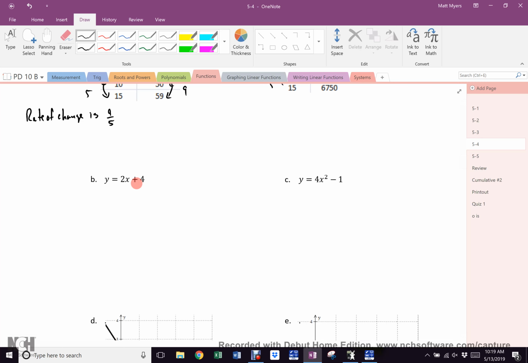Yes or no? How could you check? Put in a table of values. Now this is where kids are always like, Mr. Myers, you're a wizard. How did you know what numbers to write here? You don't guess. You say whatever numbers you want there. Why? Because it's the independent variable or the input.